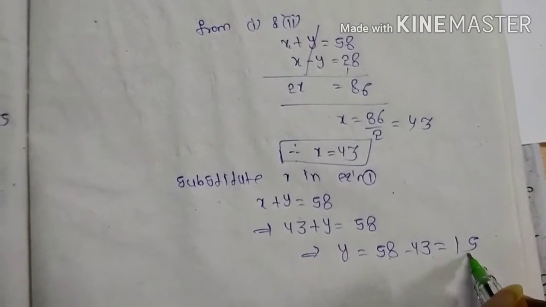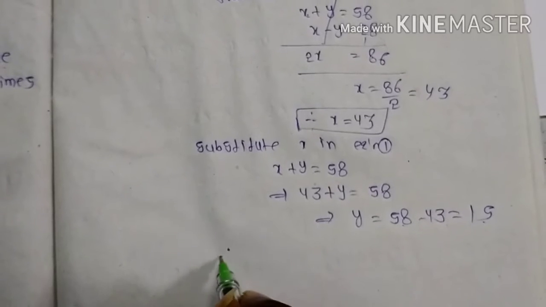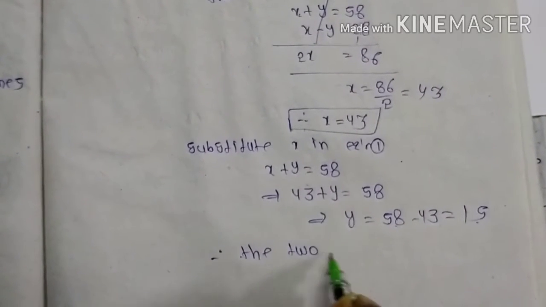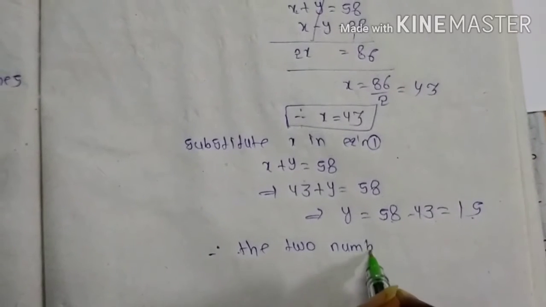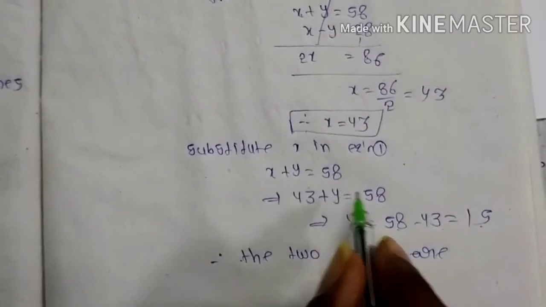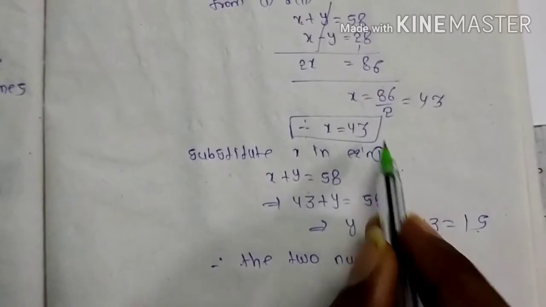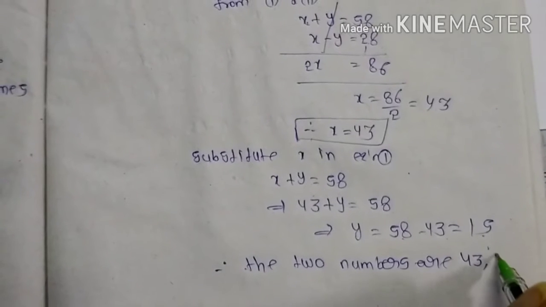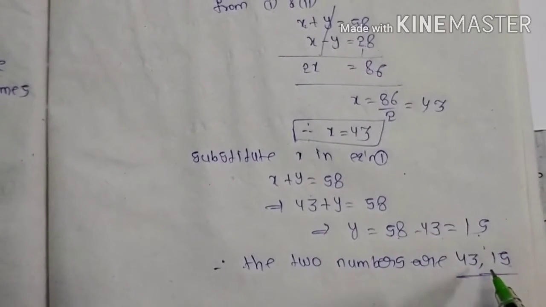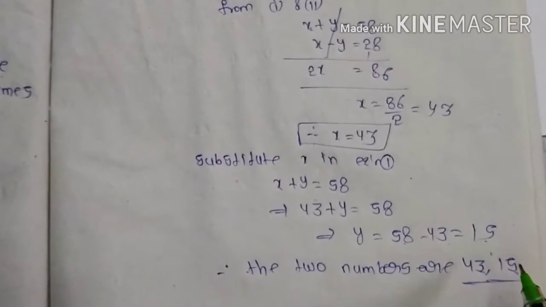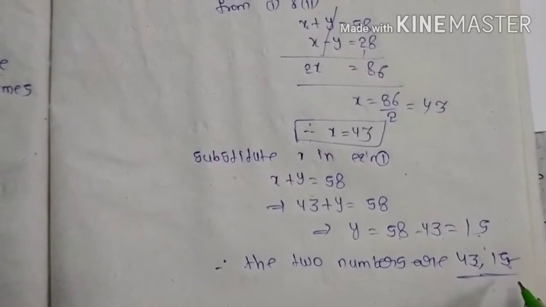That means y is equal to how much? 15. That means now we can write here, therefore, the two numbers are, first one is how much? x value 43, y value 15. That means 43 comma 15 only. See, just sum how much? 58. Difference how much? 28. This is your answer, 43 and 15.